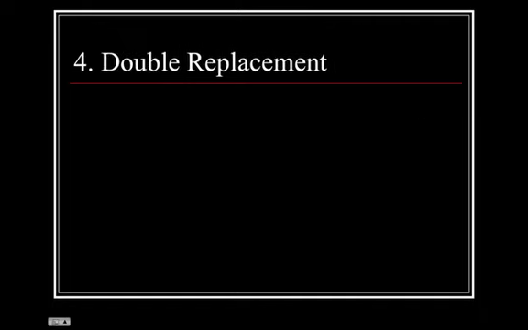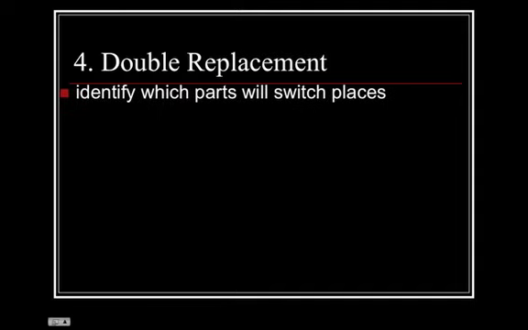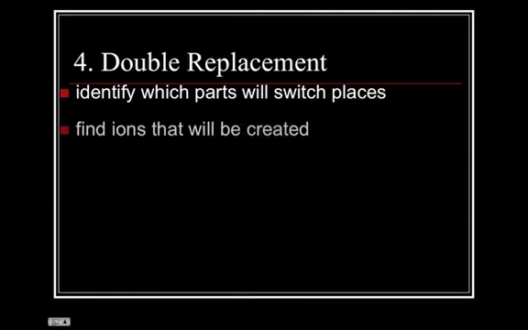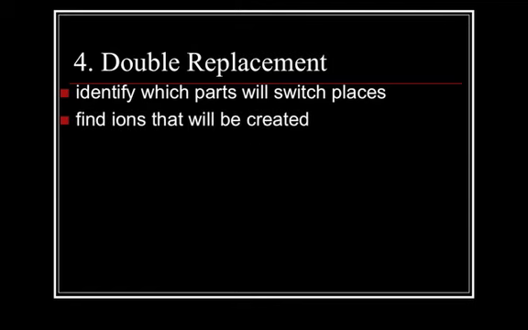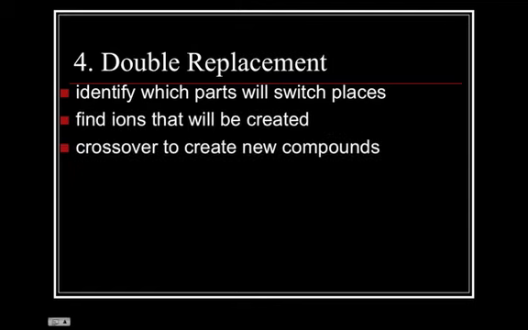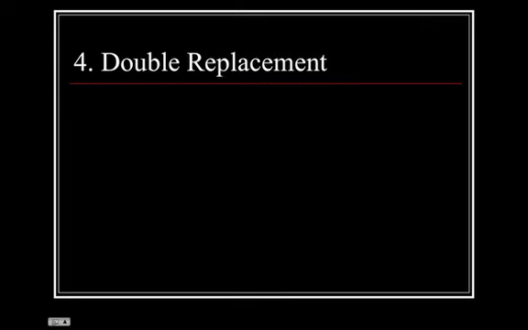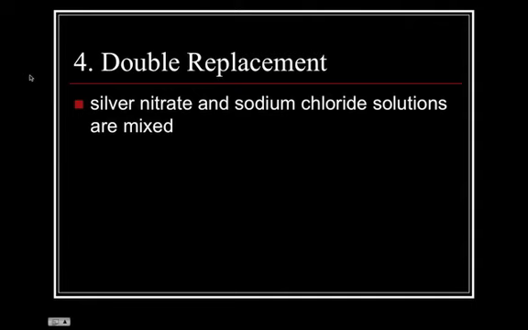Predicting products for a double replacement is actually pretty similar to a single replacement. Basically, you need to identify which ions are going to switch places, find out what ions you're dealing with, and then do the crisscross to make your new compounds. So, if I can get to the next slide, we have silver nitrate and sodium chloride solutions, which means everything is going to be aqueous, are mixed. So, I'm going to look at what I got here.